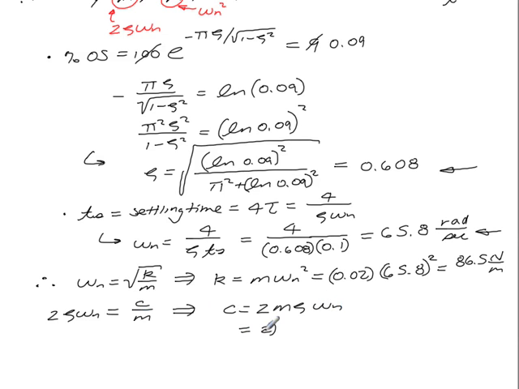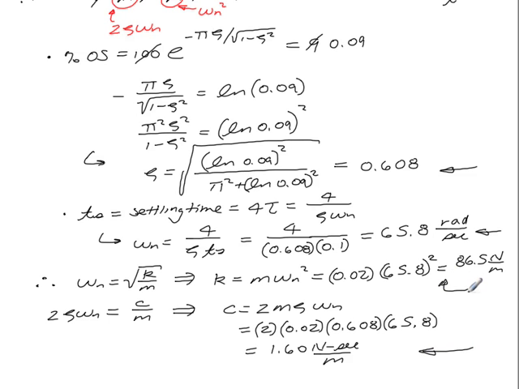So that's 2, the mass we know was 0.02. For our overshoot, we saw we needed a damping ratio of 0.608. And from our settling time, we found that the natural frequency that we need here is 65.8. So that is 1.60 newtons second per meter. So these are the physical values for damping coefficient c and the stiffness of that printhead in order to meet that criteria.